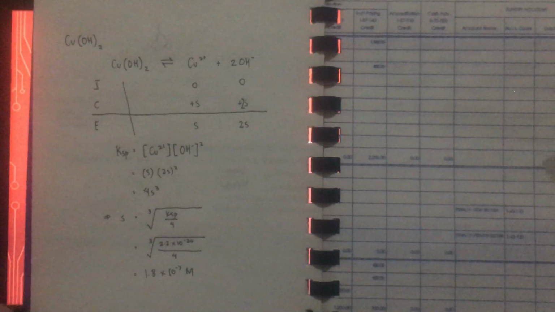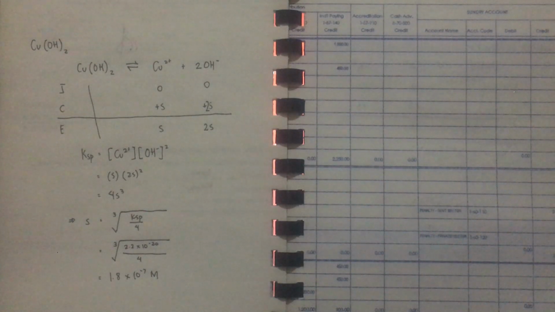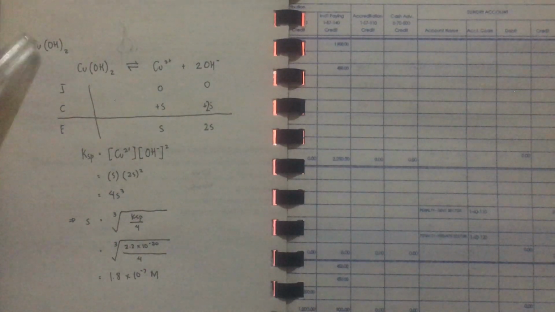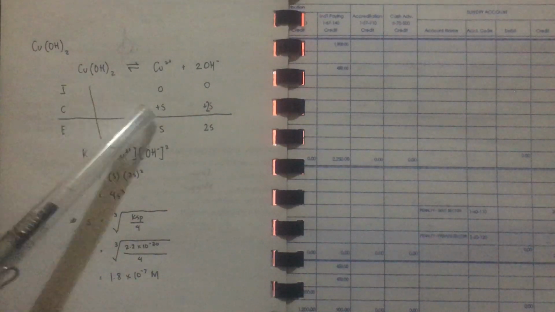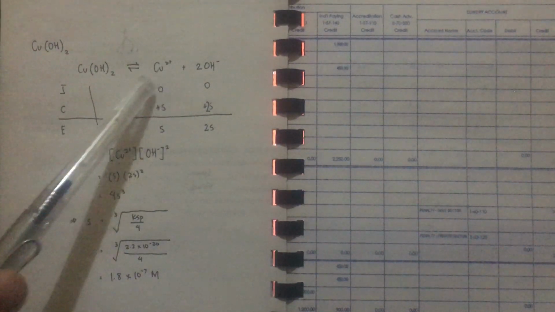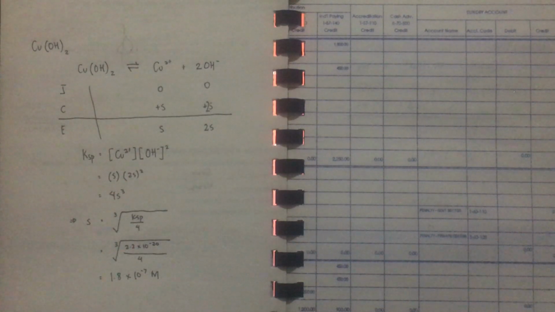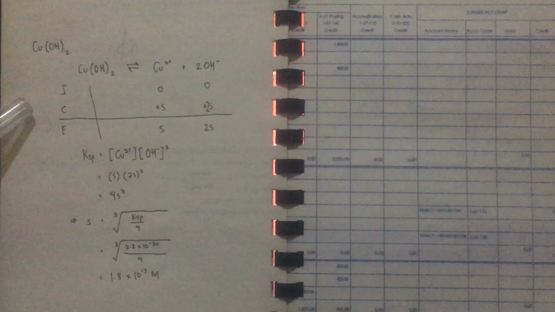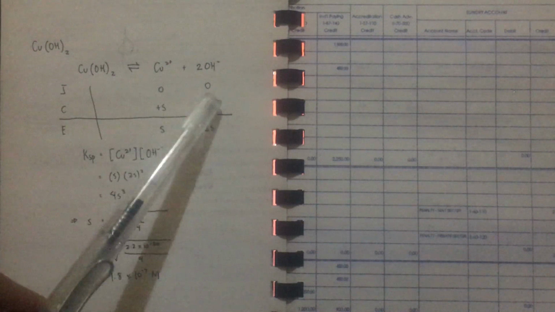Okay, so let's have this solution. We have copper 2 hydroxide. If copper 2 hydroxide dissociates, it will give off Cu2 plus and 2 moles of OH minus. So again, we'll use the ice table. We have the initial concentrations for the ions, so we have 0.